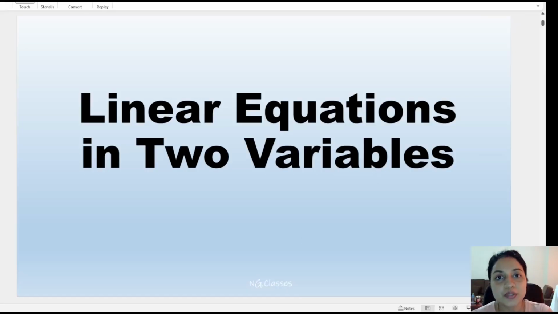So today we are going to discuss linear equation in two variables. Here we will discuss how linear equation in two variable is different from linear equation in one variable. We will also discuss how to find the solution of linear equation in two variable and how to plot the graph of linear equation in two variable. Apart from that, we will also discuss what is the equation of x-axis and y-axis and what's the equation of a line parallel to x-axis and y-axis. So let's start the discussion.